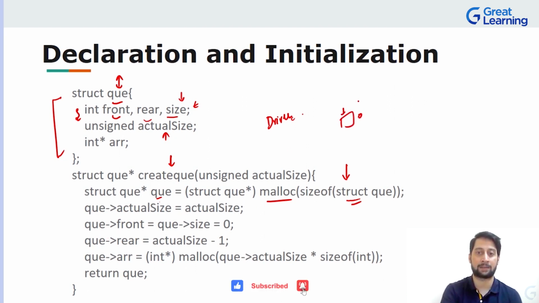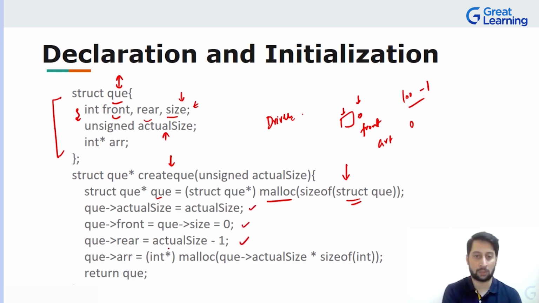That means the front will be at the starting, which is the 0th index, right? And then we will assign the value to the rear, which is the actual size of the array. Let's suppose the size of the array is 100, and we are subtracting 1 because indexing starts from 0. So our rear is initialized, our front is initialized, and our actual size of the queue is also initialized. Then we allocate memory to the array. Again, we will calculate the size with the help of the sizeof operator, allocate memory, and typecast it to the type integer. And then finally we return this queue. So this is the declaration and initialization when we are implementing queue with the help of an array.